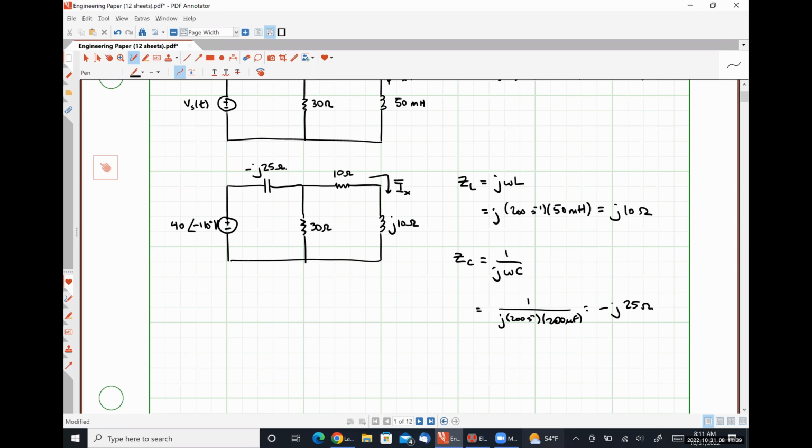Brody. We could do that. So the suggestion would be to find the voltage drop across the 30 ohm resistor, and then from there we could do what?